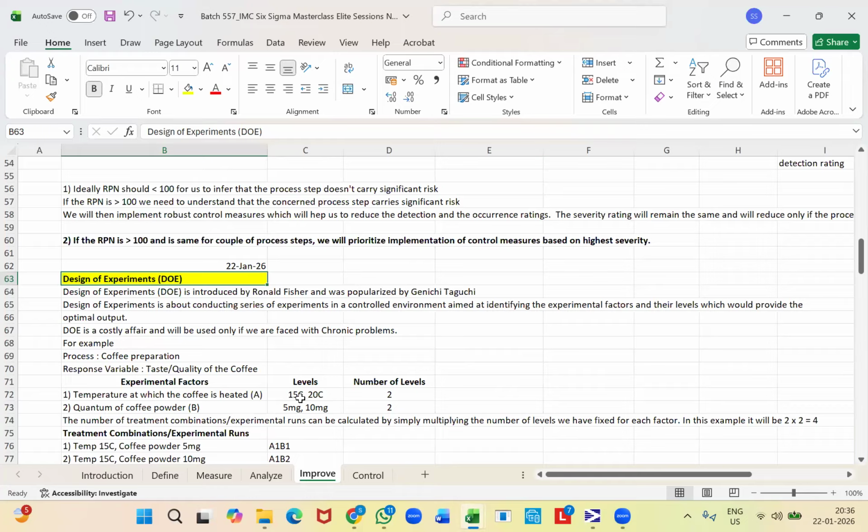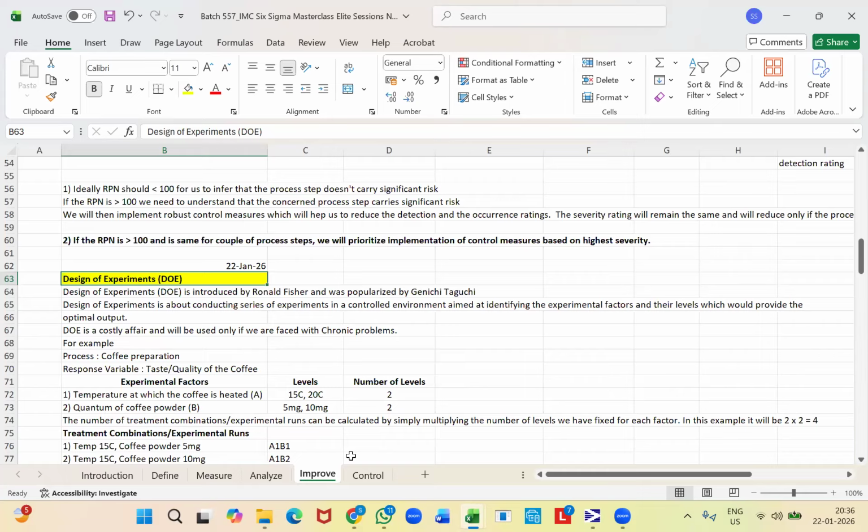So how many levels have I fixed for each of these experimental factors? Two levels. Having fixed the experimental factors and their levels, next we need to come up with the experimental design for conducting the experiment. That is what we would call treatment combinations or experimental runs. So treatment combinations or experimental runs is nothing but the experimental design that I need to consider for the given scenario, right? So we have two factors, each at two levels.